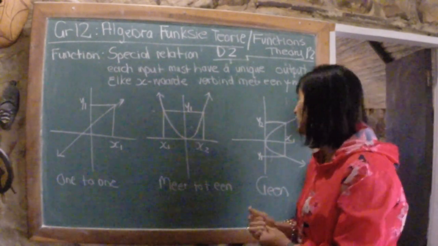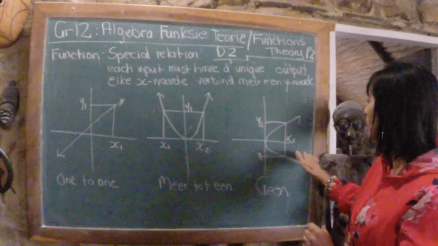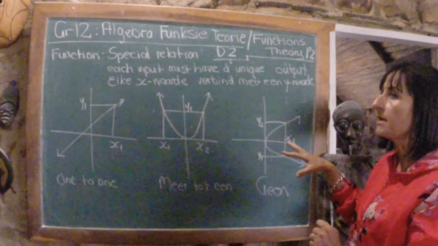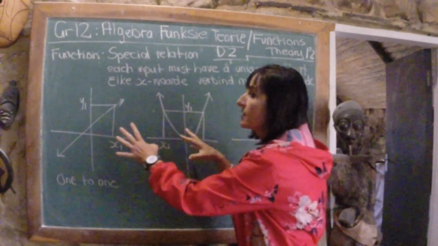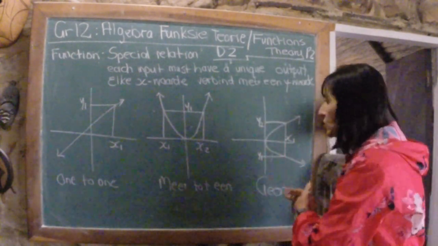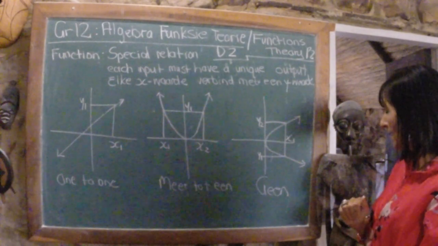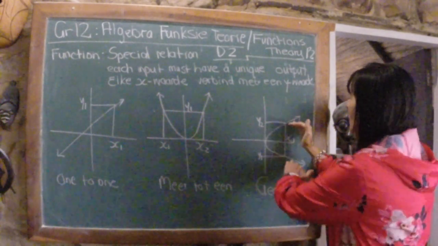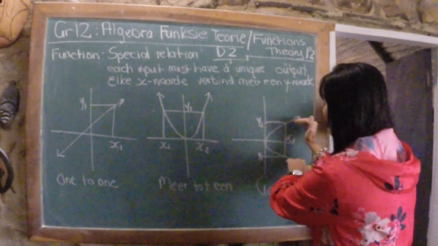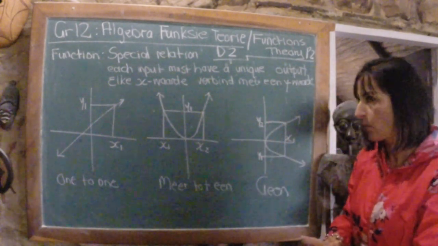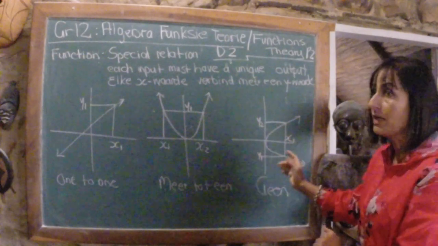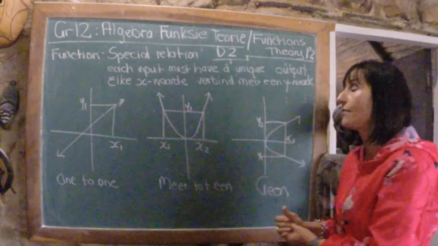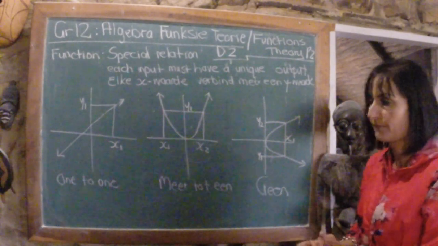And the last one, if we look at this graph, a relation, all of them are relations, but only these two are functions. This one is not a function. Hoekom is hierdie een nie 'n funksie? Want hy het een x-waarde wat met twee y-waardes konnekteer. So daarom het hierdie x-maatjie nie 'n unieke y-maatjie nie. There's two y values and therefore this is not a function.